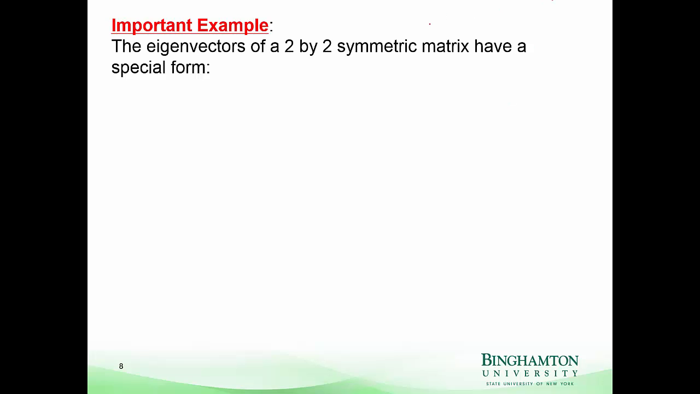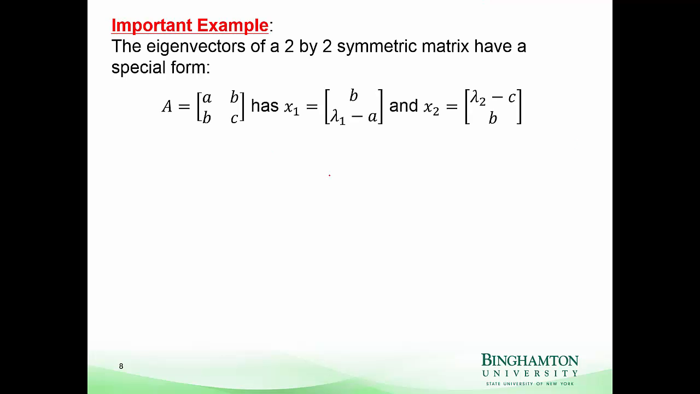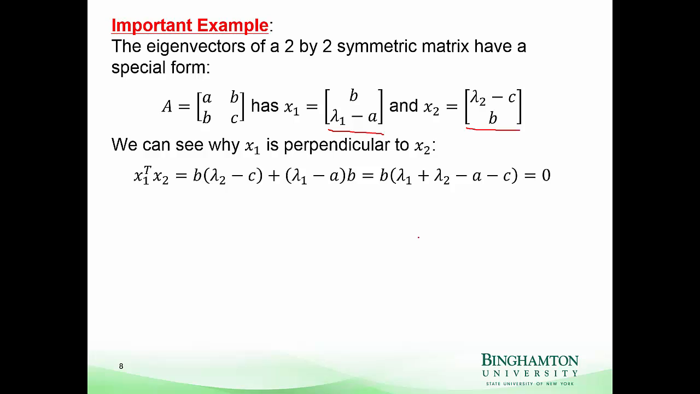So here's an important example looking at a general 2x2 symmetric matrix, and we can see how this works. If you work this all out, you can actually show that this is the form for the eigenvector 1, and this is the form for the eigenvector 2, where lambda 1 and lambda 2 are the two corresponding eigenvalues. And we can see why, for this symmetric case, x1 is always perpendicular to x2. So let's take a look. Let's do their inner product. If you use these two forms and plug that in there, you'll get this form.